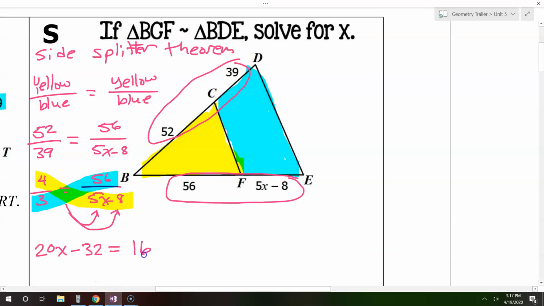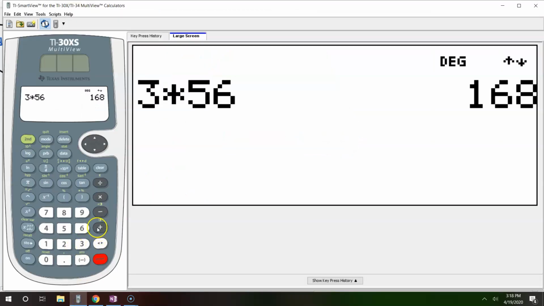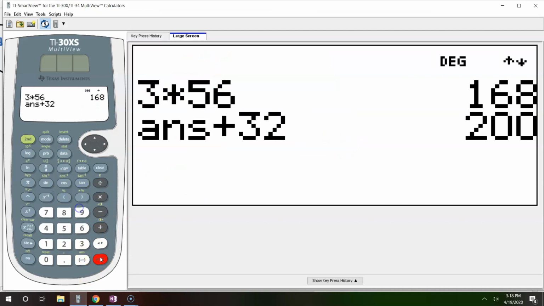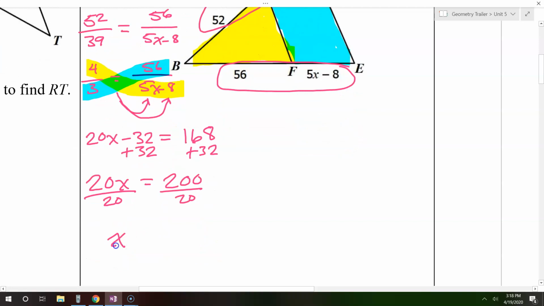$168. So I'm going to add 32 to both sides. Is this going to be 200? So I'll have 20x equals 200. And then we will divide both sides by 20. And that's going to give me 10.